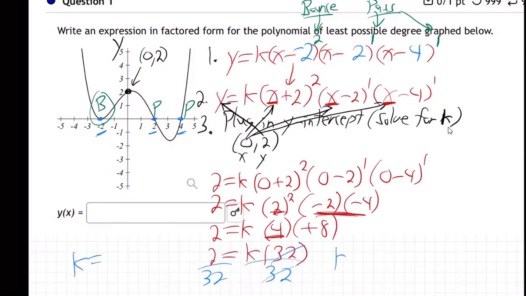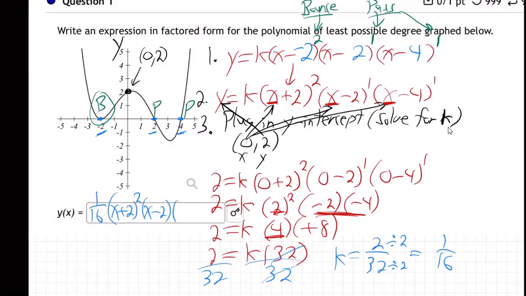So k, or I'll do it over here. k equals 1/16. Right? Is that too fast? So now I can make it 2 over 32, and then divide top and bottom by 2. It's 1/16. So we got k. We've got our deal. So it's going to be k, which is 1/16, times x plus 2 squared, x minus 2 to the first, x minus 4.